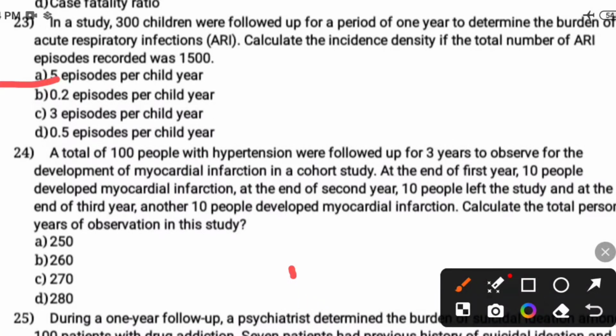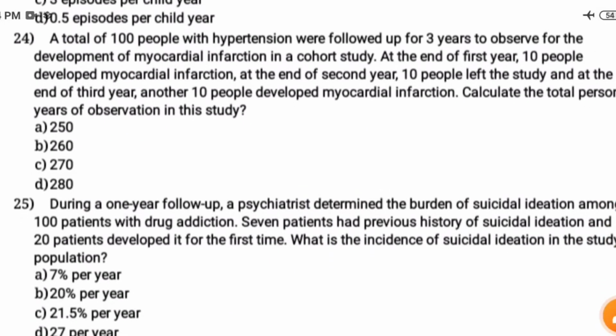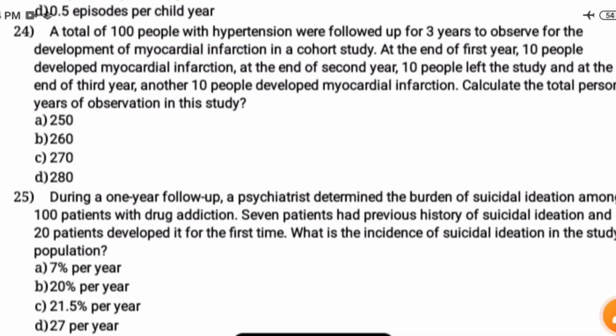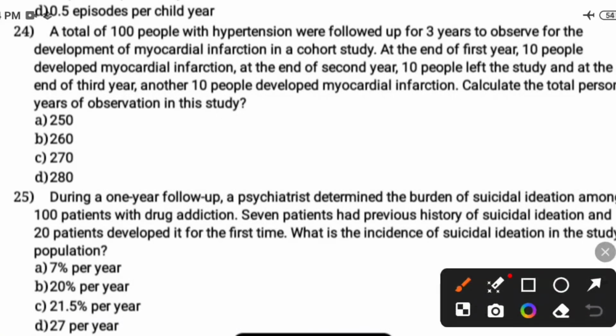A total of 100 people with hypertension were followed up for 3 years to observe for the development of myocardial infarction in a cohort study. At the end of the first year, 10 people developed myocardial infarction. At the end of the second year, 10 people were left in the study, and at the end of the third year, another 10 people developed myocardial infarction. Calculate the total person-years of observation in this study. Options: 250, 260, 270, 280. You can calculate, and the answer is 270.